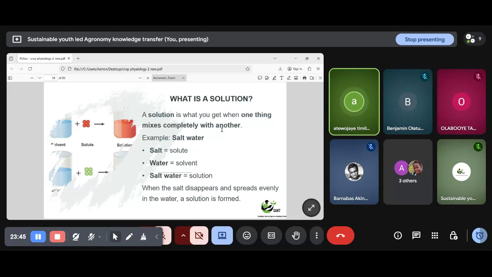So what is a solution? When one thing mixes together with another, salt and water, solute, solvent, solution. After mixing your calcium nitrate and everything together, it becomes a solution. When the salt disappears and everything spreads evenly, a solution is formed. So that's the meaning of solution. Can we move on?